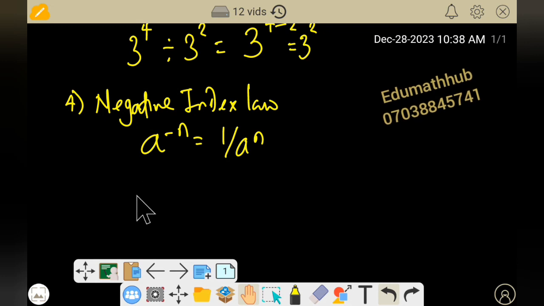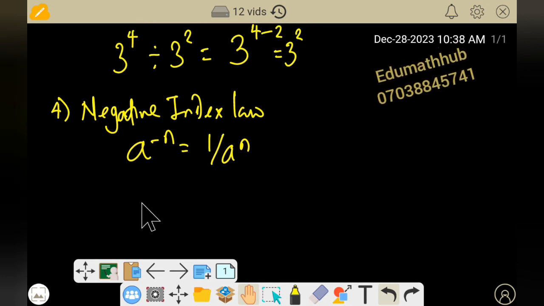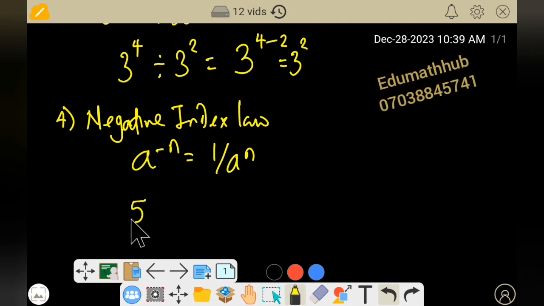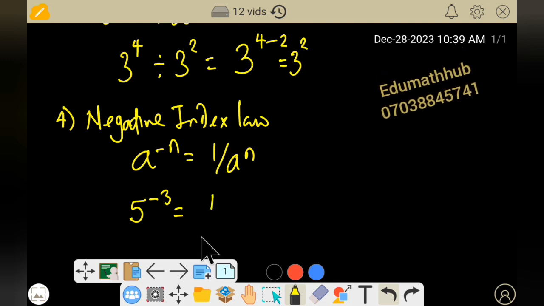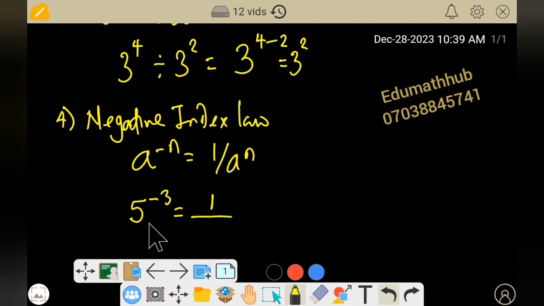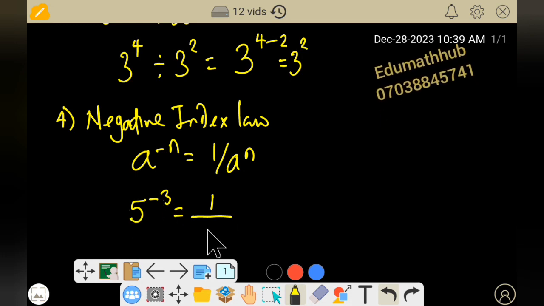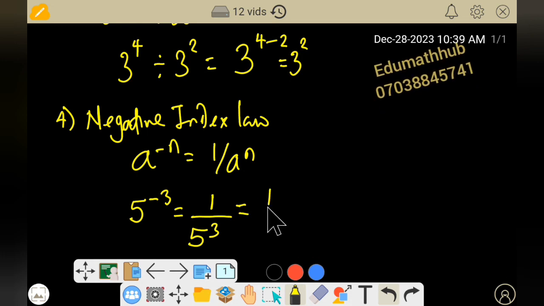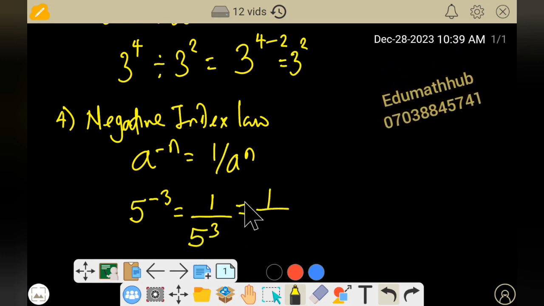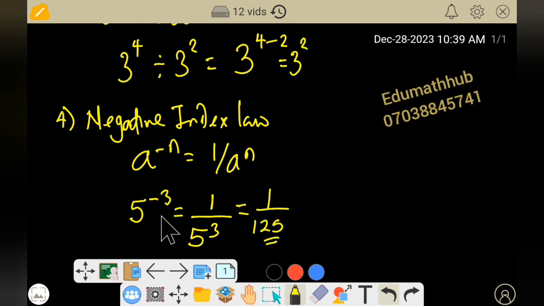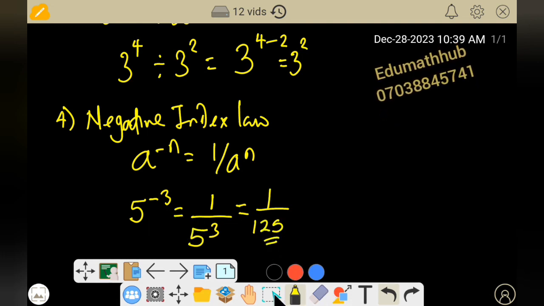For example, if you have 5 raised to the power minus 3, first of all, write 1. Once you write 1, this negative sign will disappear. Then write over, the same thing, but don't put the negative sign again. That's 5 raised to the power 3. That will give you 1 over 5 raised to the power 3, which means 5 times 5 times 5, that will give you 125. So this answer is 1 over 125.